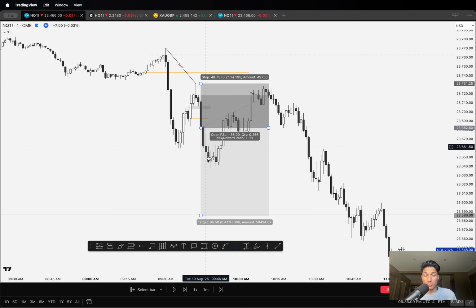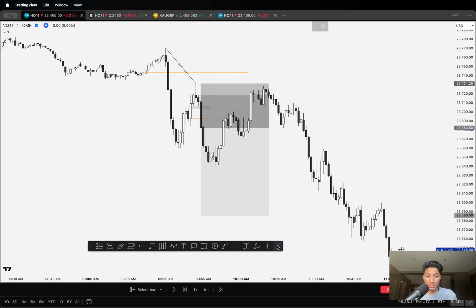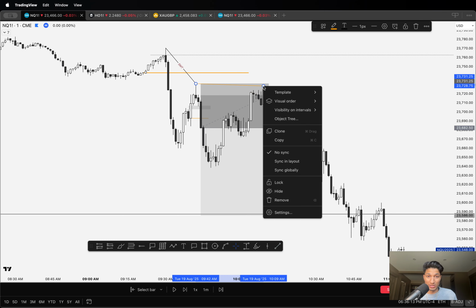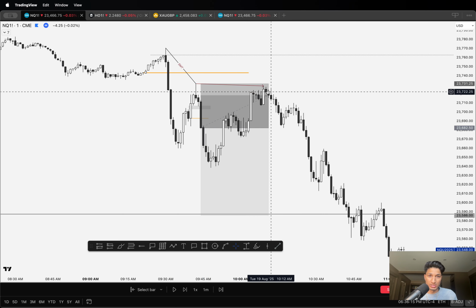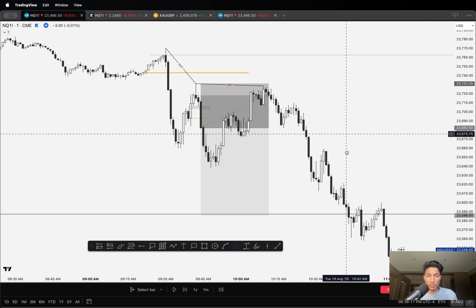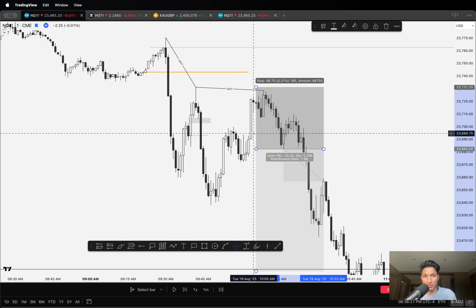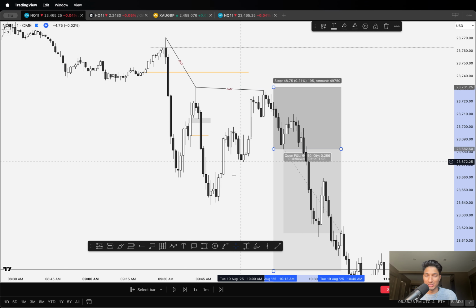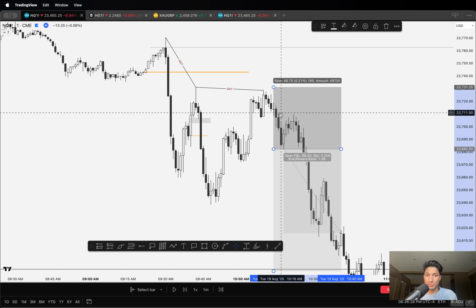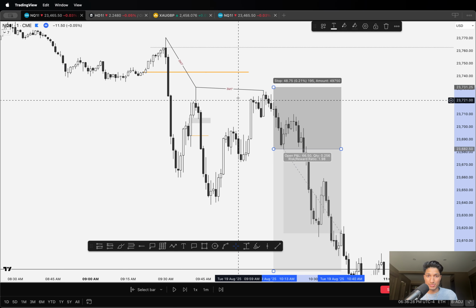As you can see, price eventually came in at 10 a.m., formed a new SMT here, and distributed towards the lows. This came extremely close to my invalidation. However, as you can see, it did not actually stop me out. So those who were with me, trading live on my stream, we came close to our stop loss, but thankfully, in this case, the SMT formed here.